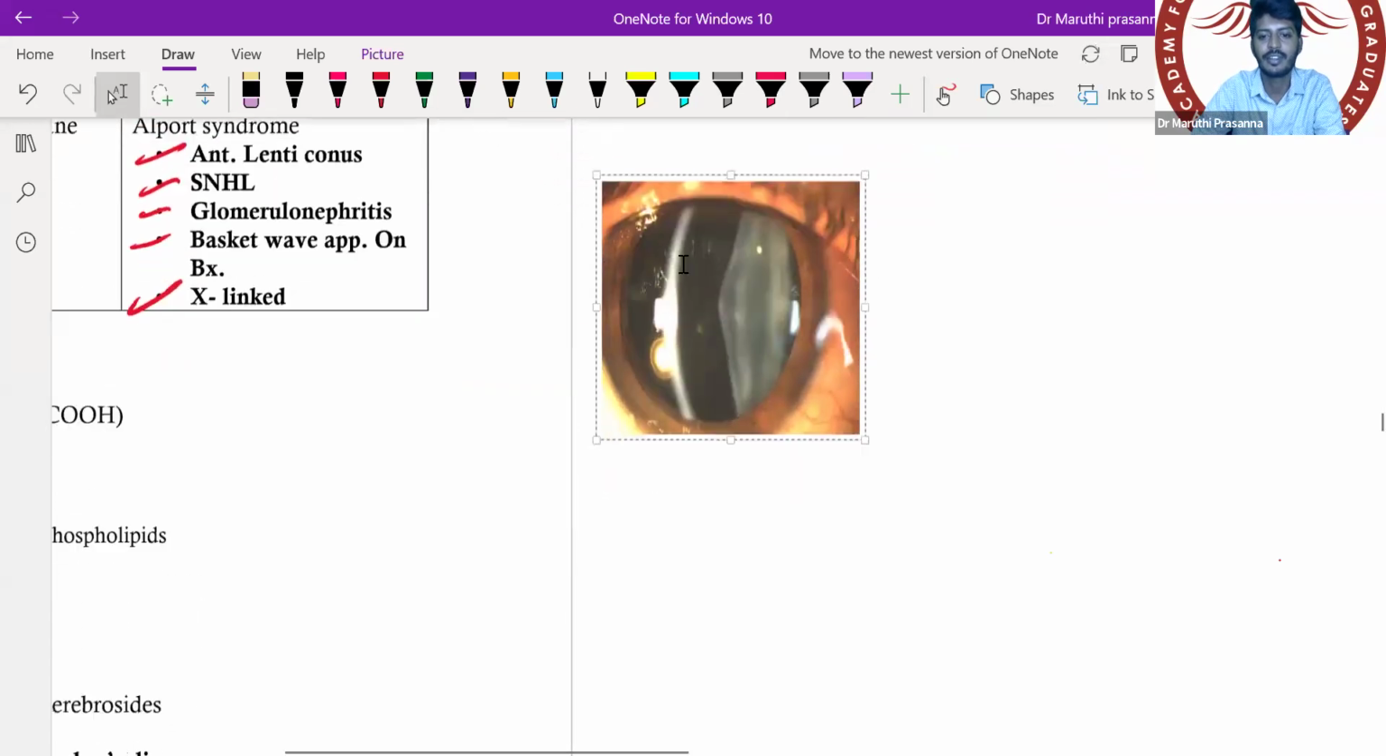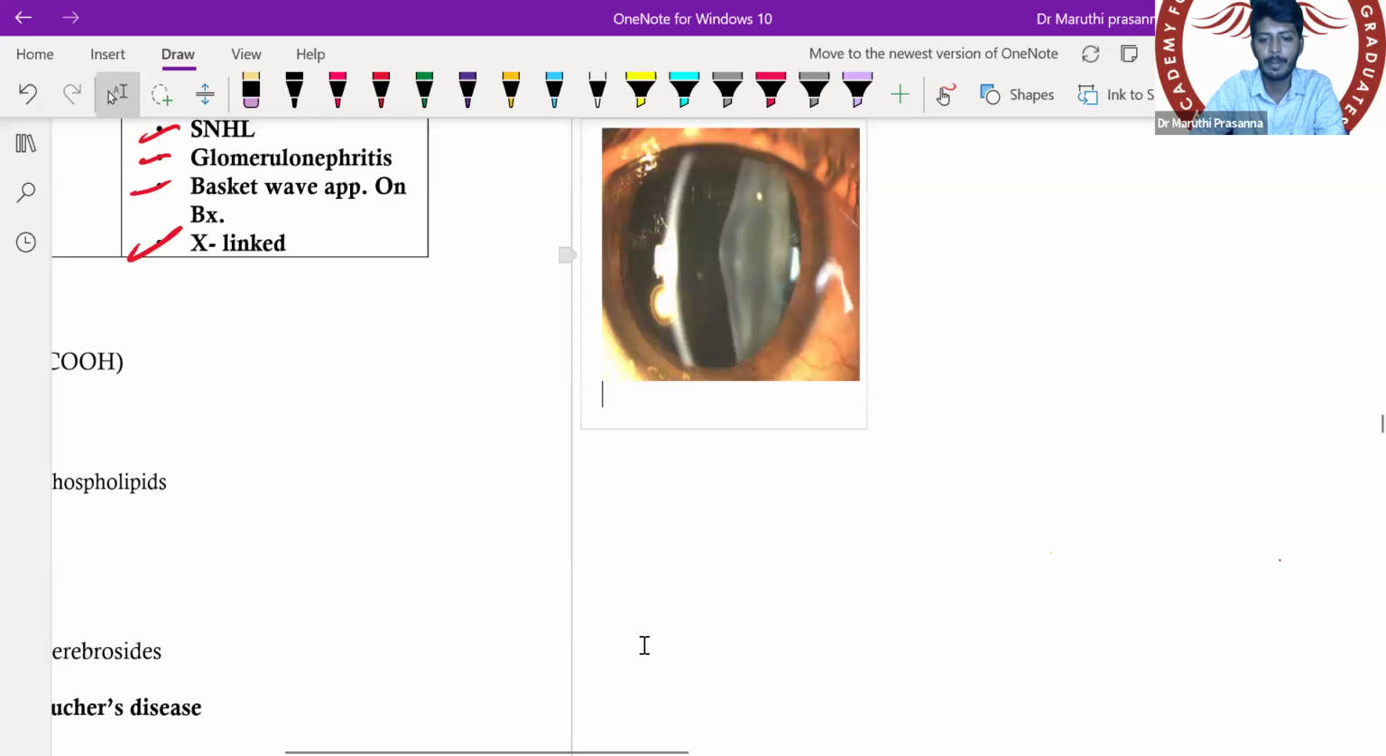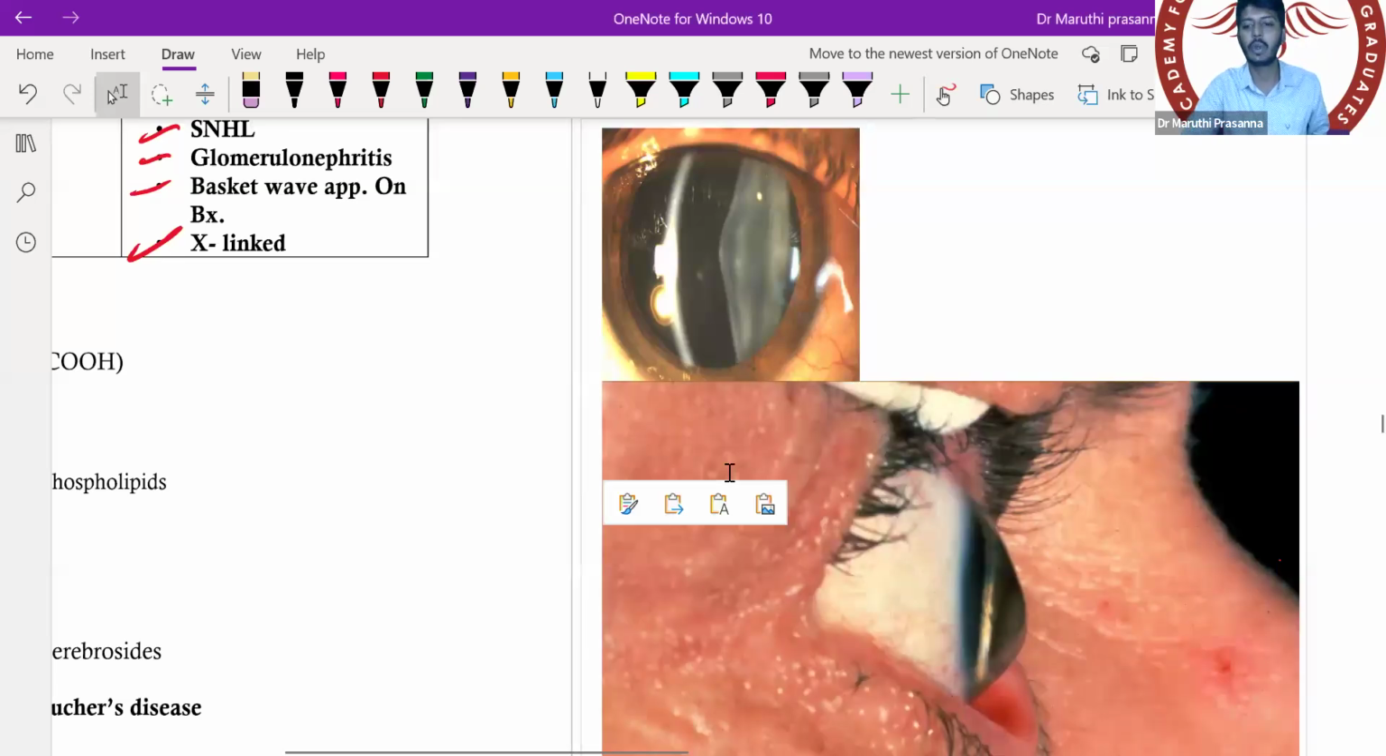What is keratoconus versus what is lenticonus? I don't want the people to be confused, so let me explain the difference between both of them. Keratoconus is an excessive curvature of the cornea. So if the cornea has excessive curvature, we will call it keratoconus. If the lens curvature is more, we will call it lenticonus.